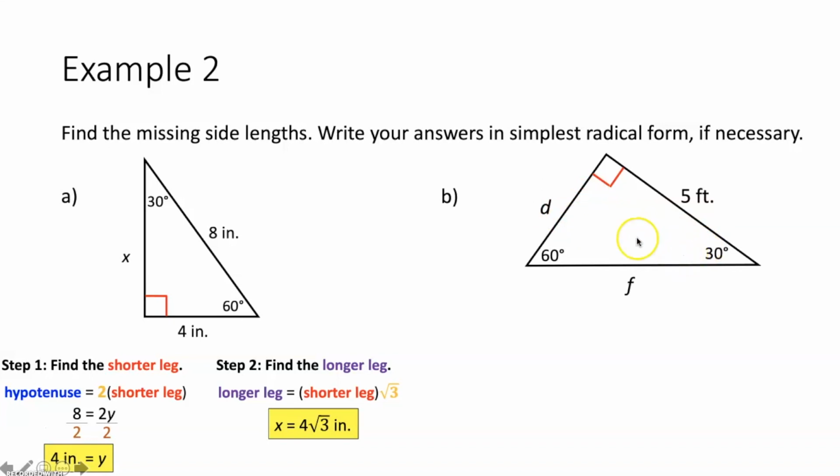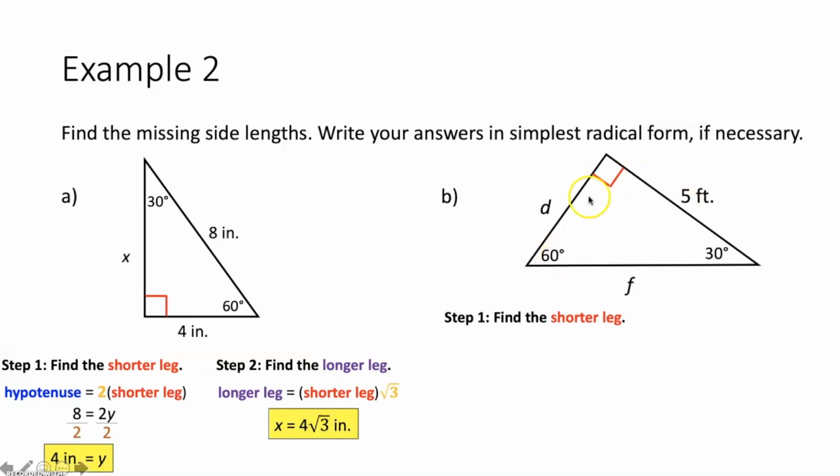So in this particular example, we have two different variables. Which one do we solve for first? Are we given the shorter leg? Remember, everything is based on the shorter leg. No, it's d. So if you're not given the measure of the shorter leg, you need to solve for the measure of the shorter leg. So we need to find the measure of the shorter leg here.